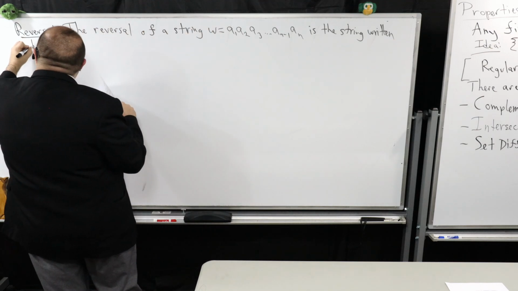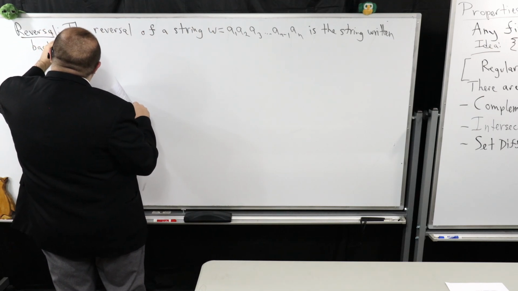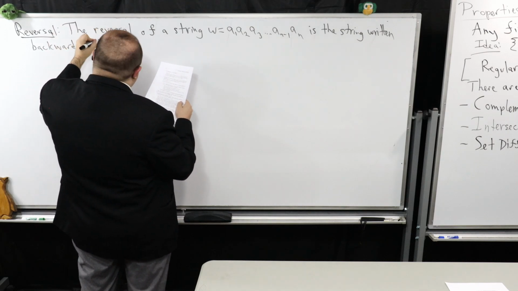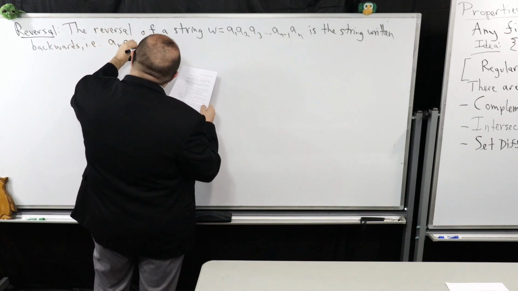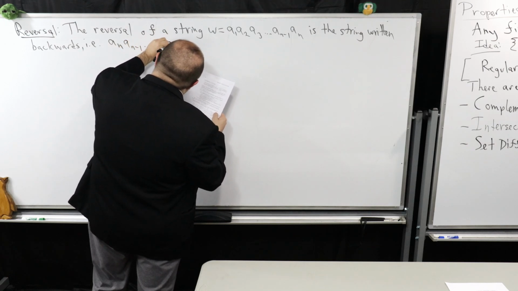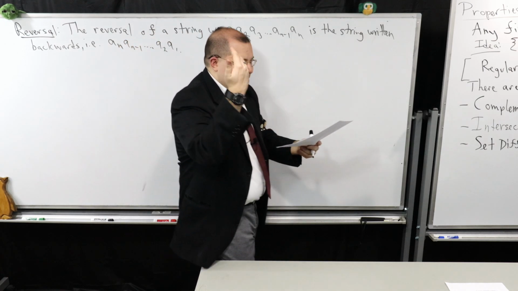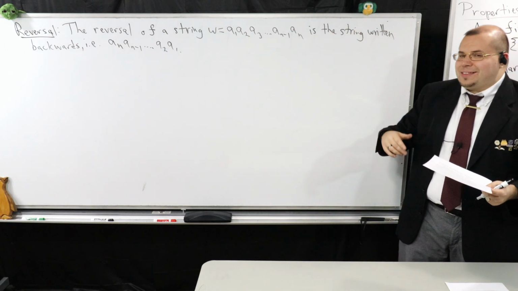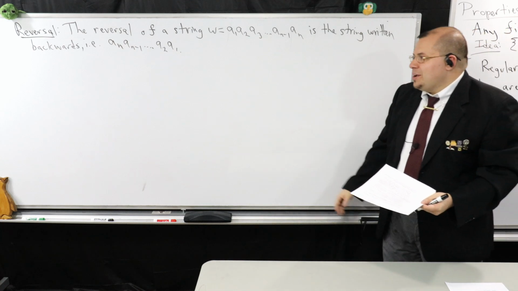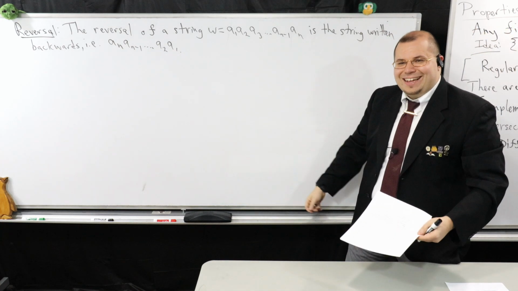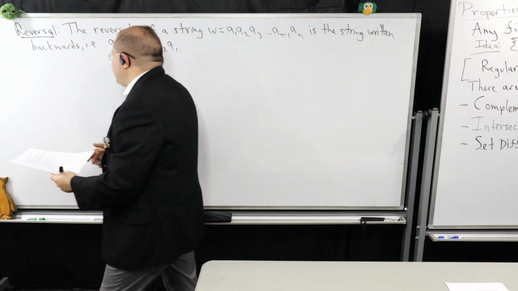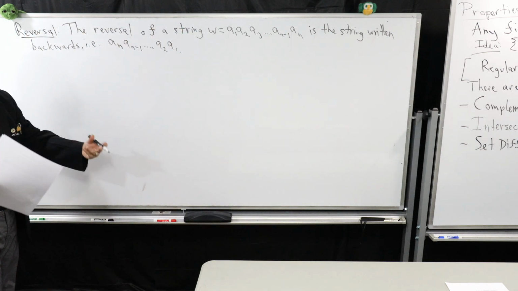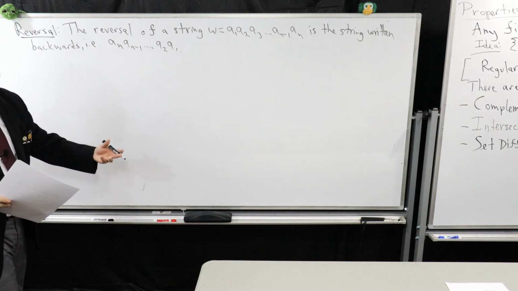Like I said, it's kind of cute. Backwards. So if you really need me to write it out, it is an, an minus 1, all the way down to a2, a1. So you take the string and you flip it like this. Everything that started at the beginning is now at the end, and everything at the end is at the beginning. You flip it, just like this. Hence reversal. It sounds like some sort of name you would give a card in a game like Uno or something. Reversal.